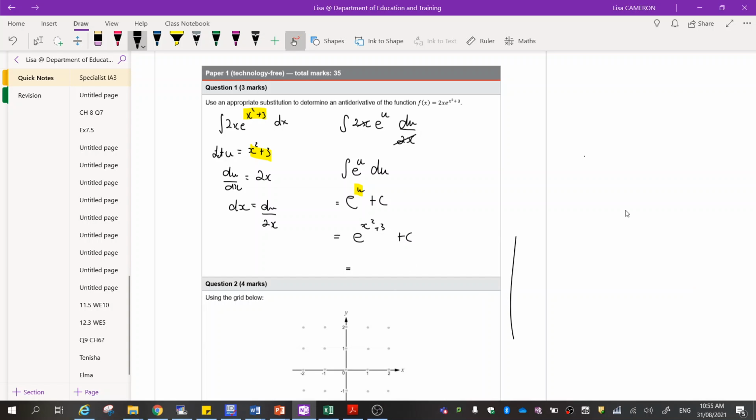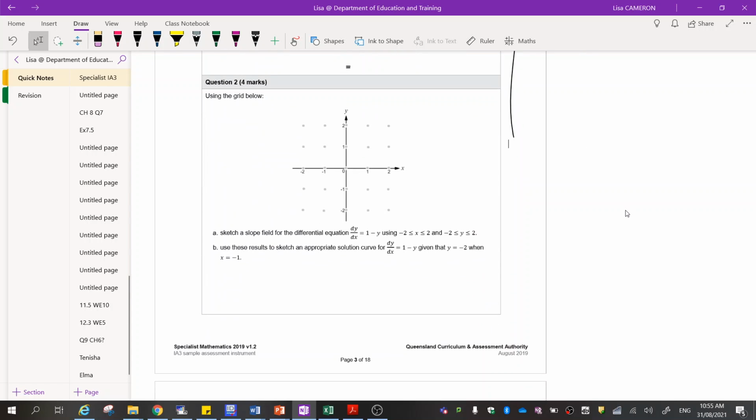Okay, so the next question that we're going to do is slope field, which is one of my favourite things. So, sketch a slope field for the differential equation dy over dx is equal to 1 minus y, using this.